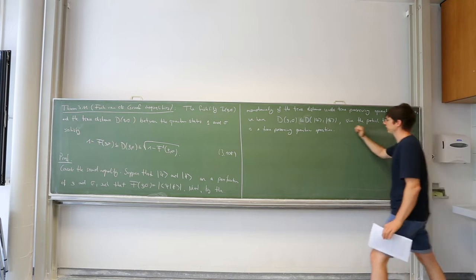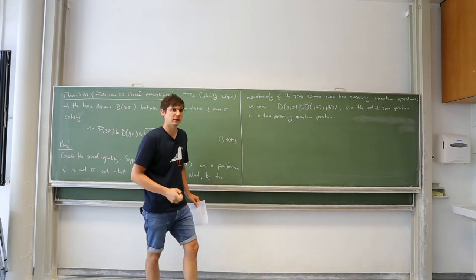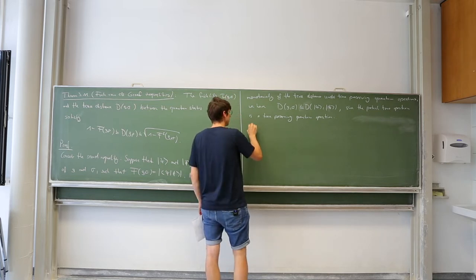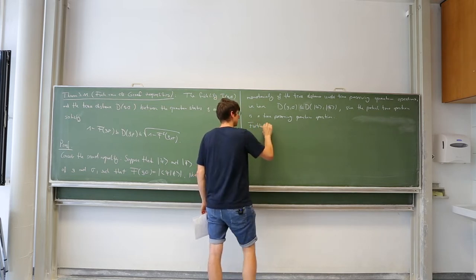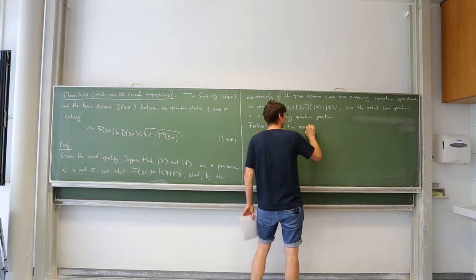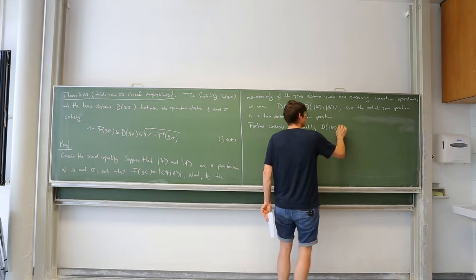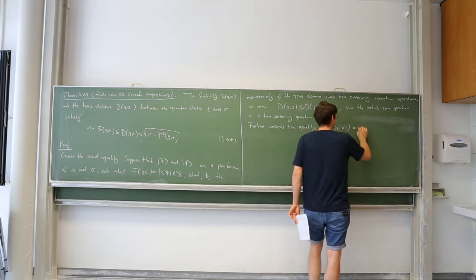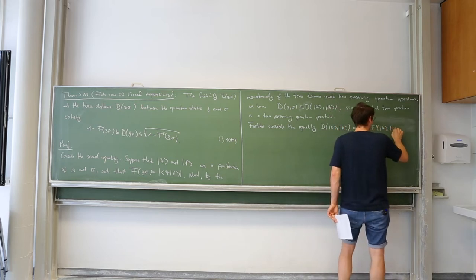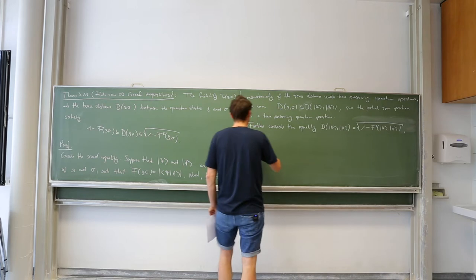Now we need one more ingredient. I think you're going to prove this on the exercise sheets. It's not too complicated, but I'm not doing this proof here. So further consider the equality that the trace distance between two pure states, phi and psi, is equal to the square root of 1 minus the fidelity squared of psi and phi, which you're going to prove in the exercises.